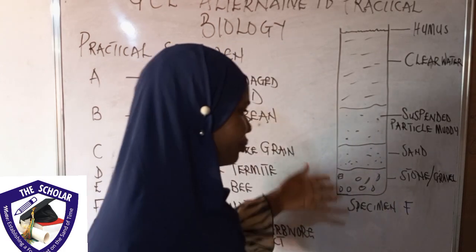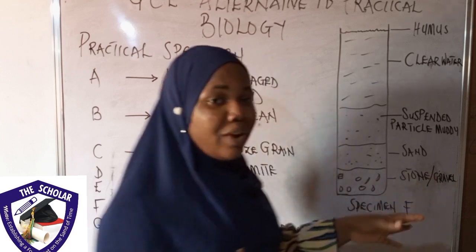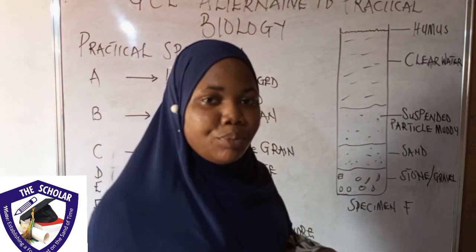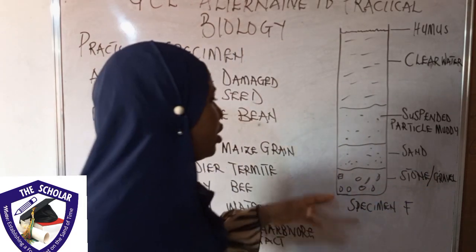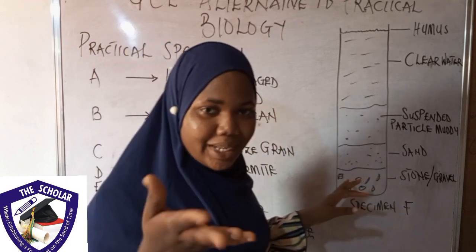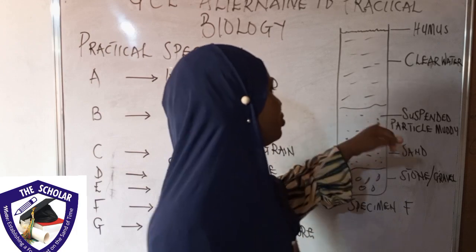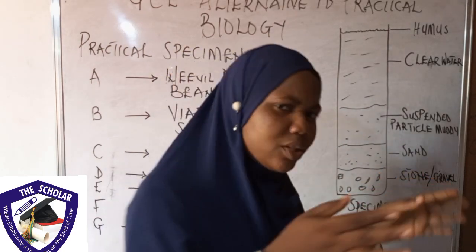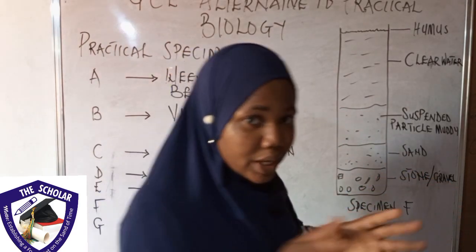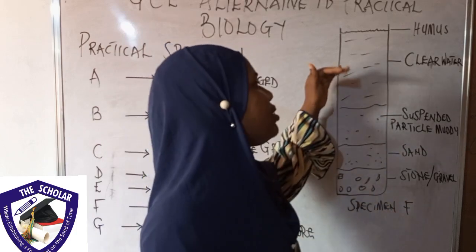Number 1, I will see stones or gravel settled at the bottom of what? Of the beaker. Moving forward, I will also notice what? Sand above the stones and the gravel. Then after that, I will see what? Suspended particles, as they will just be floating in the water. They are not settling down, but what? They are moving around. After that, I will see water that is what?